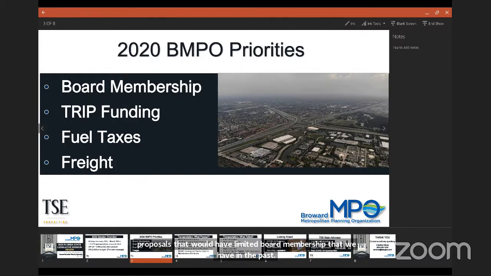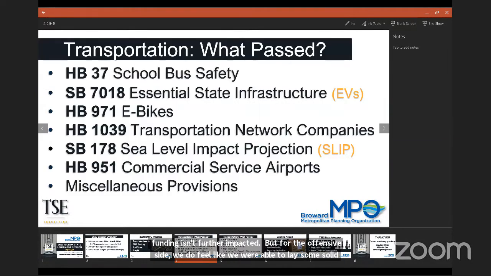But for the offensive side, we do feel like we were able to lay some solid groundwork and continue to move forward with those in the next legislative session. And if you guys have any questions, please feel free to jump in at any time. So what passed? I'm not going to go through every single one of these, but just to touch on a few of the big ones. And then if you have any questions about anything else, I'm happy to address those.